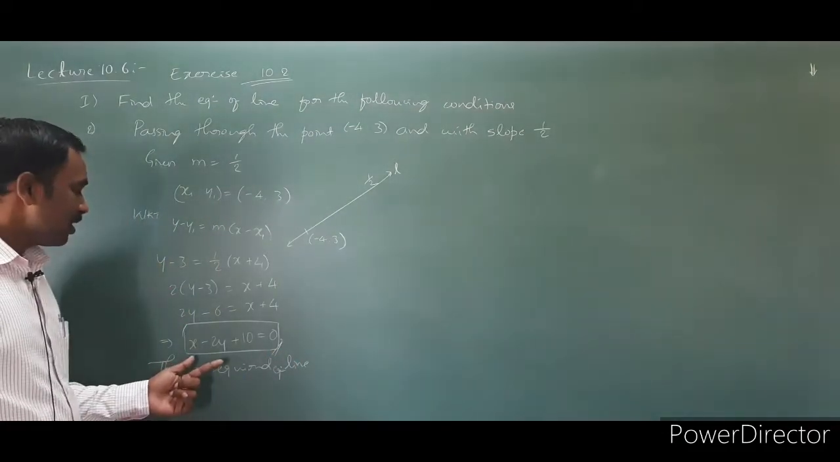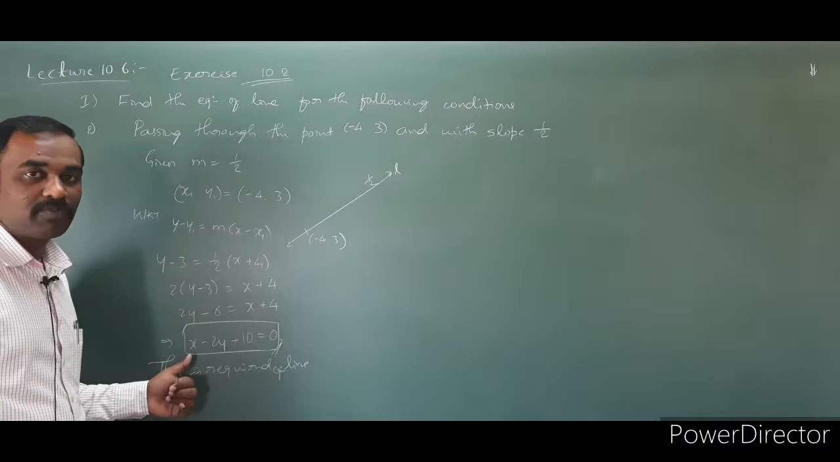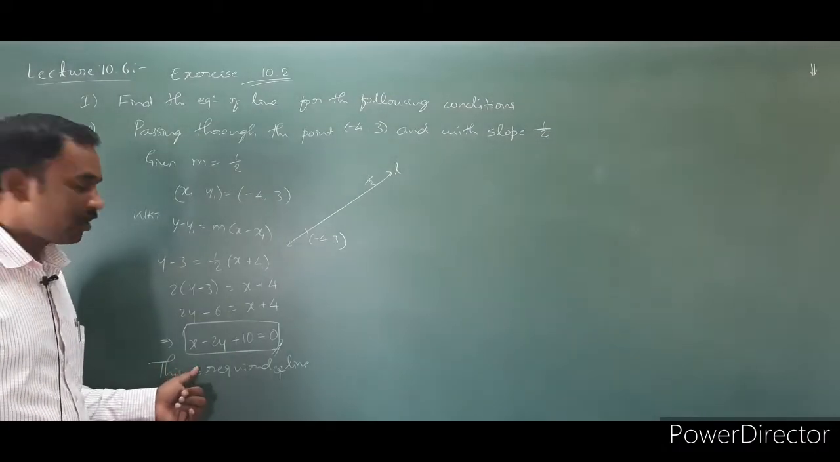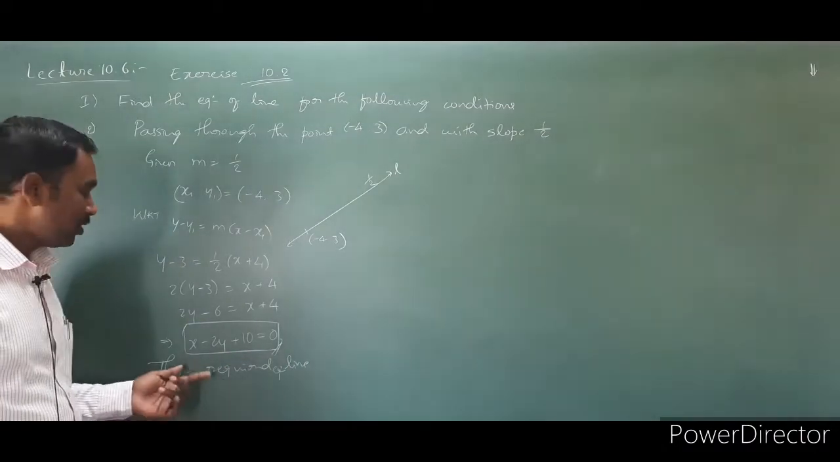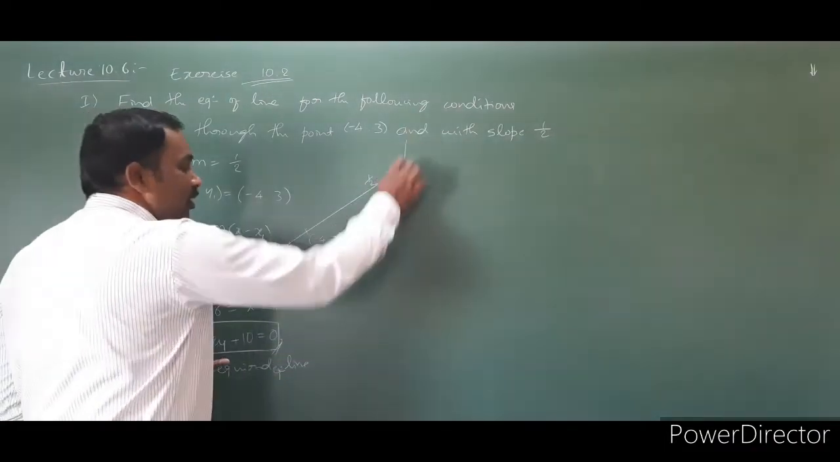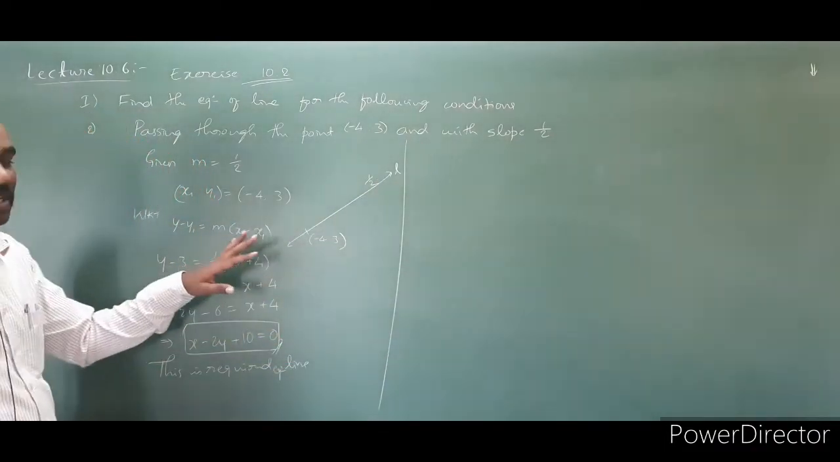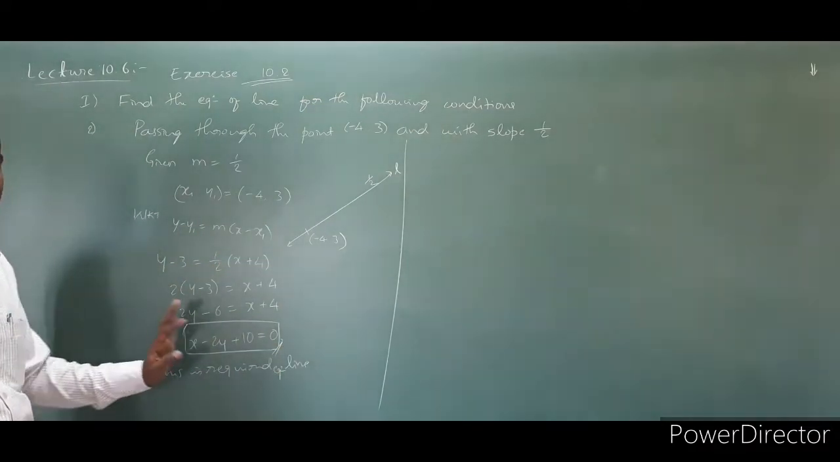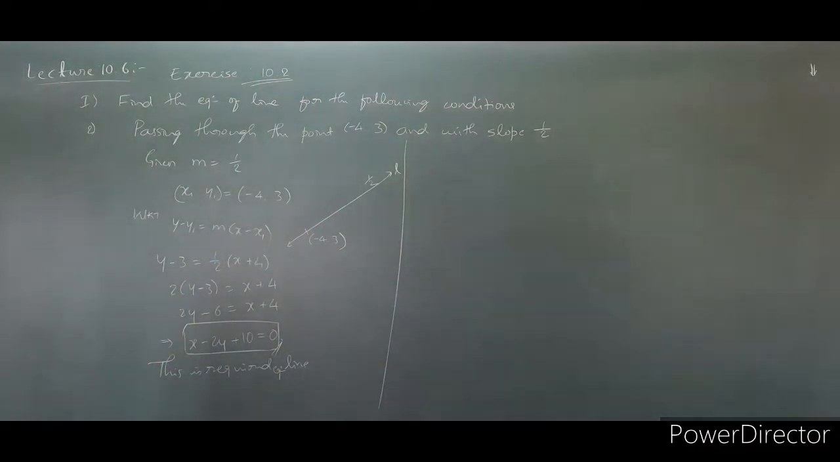Is that clear? Always write the equation of the line in this form, with the x coefficient kept positive and equal to 0. In this manner you just write it. Are you clear? I hope you people are simply understanding this concept. Very simple problems are there. Now let's go to the next one, the third one.